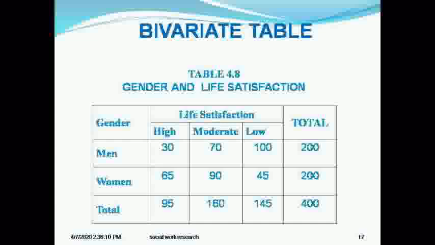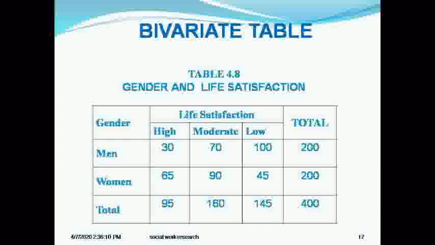The data is given according to the gender and life satisfaction. You find there men with high level of life satisfaction 30, moderate level 70, low level 100, and the women high level 65, moderate 90 and low level 45.